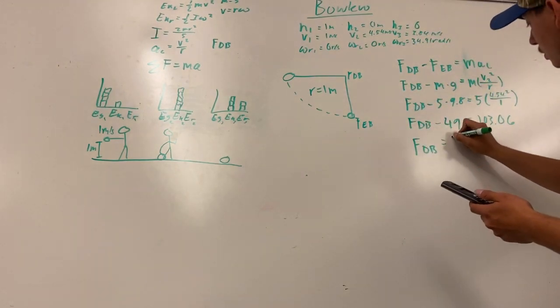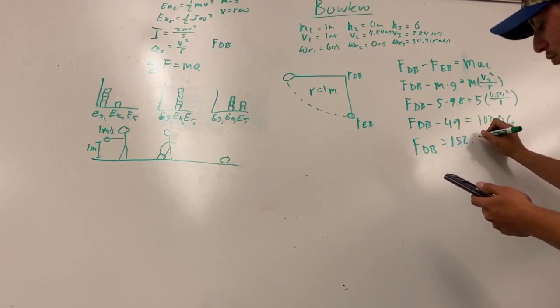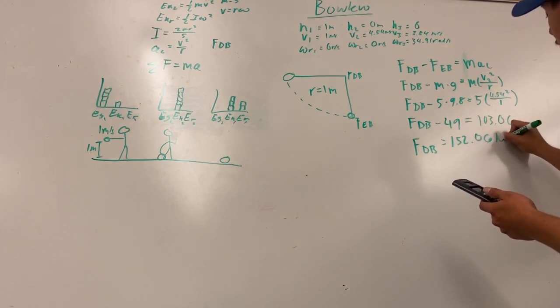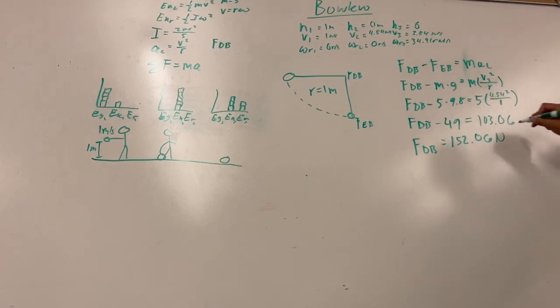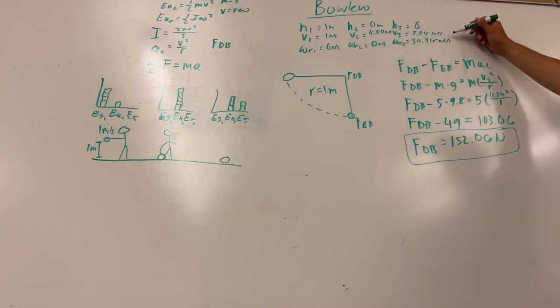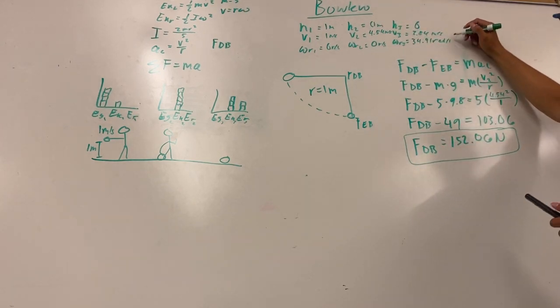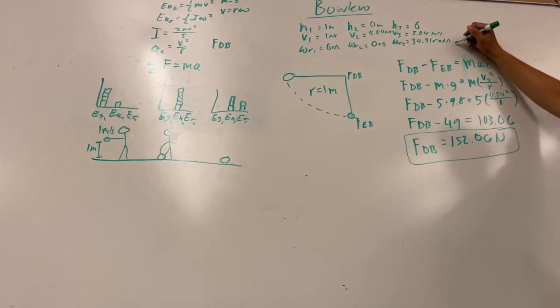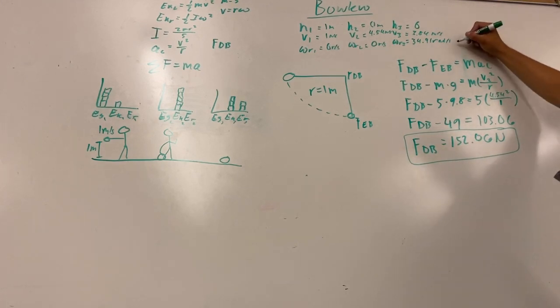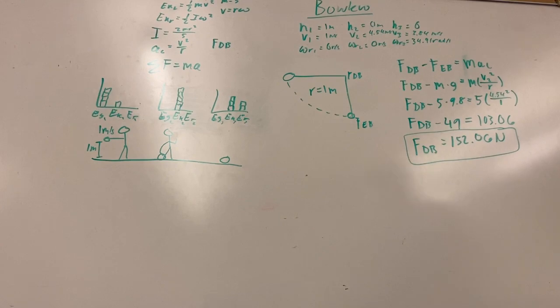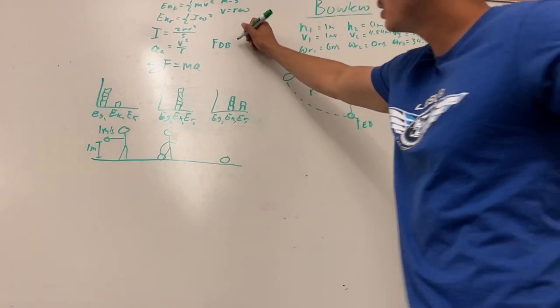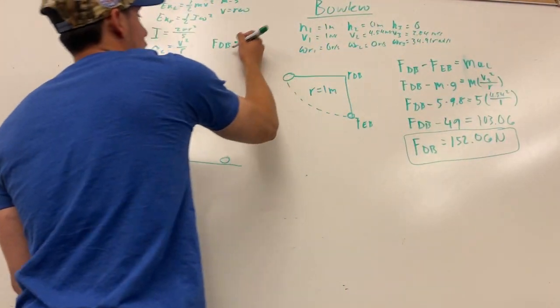force of 152.06 newtons. So for this problem, that is how you solve for our V2, our V3, and our angular velocity or angular rotation 3. That's how we solve for our unknowns, and also solve for the force of David on the ball.